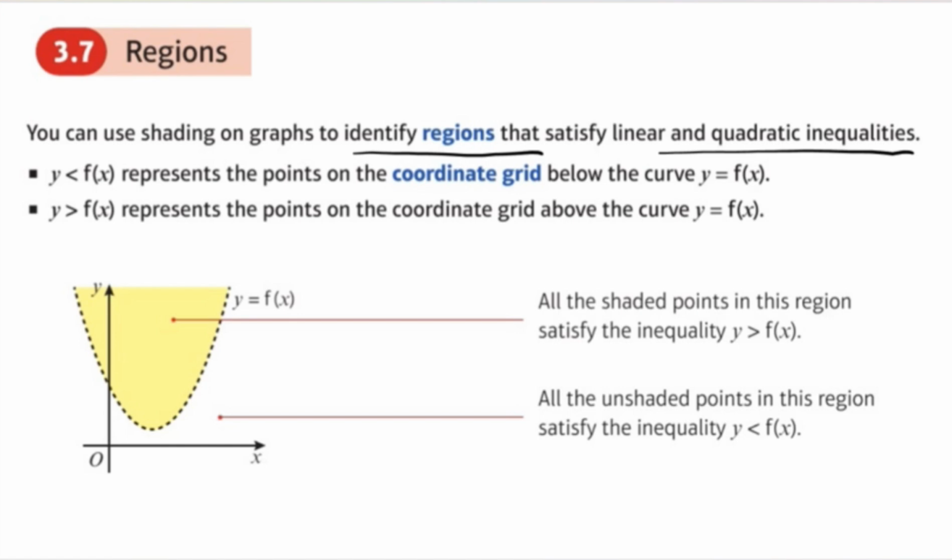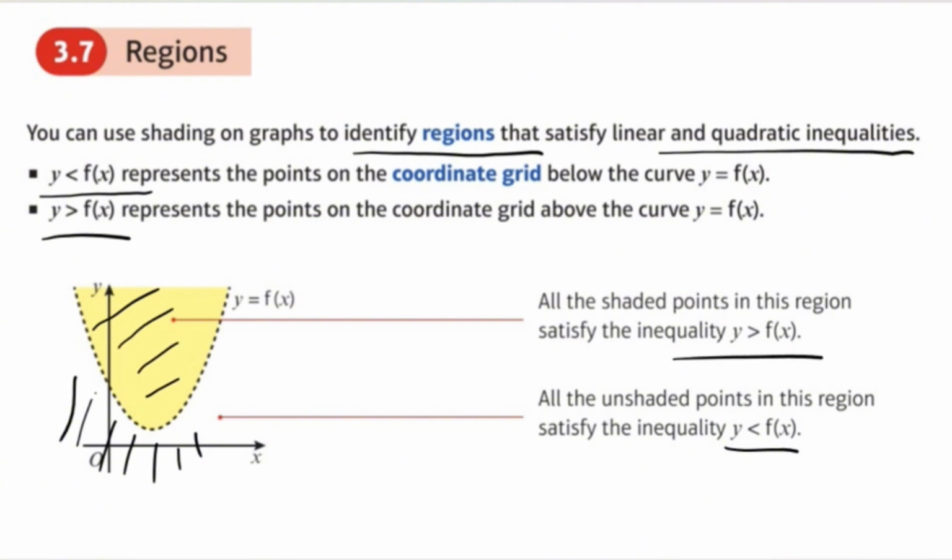For example, here this is a quadratic inequality graph. Suppose your inequality is y less than f(x), then we have to shade the below part of the graph, as you can see here, y less than f(x), which is outside the curve. And if your inequality is y greater than f(x), then we have to shade the inside part of the curve, and that will satisfy the inequality y greater than f(x).